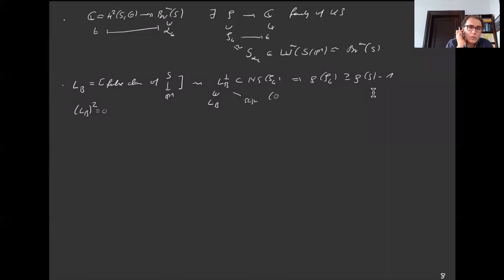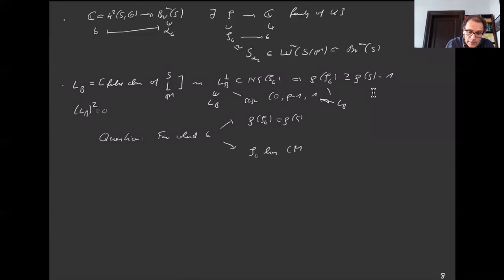There's no positive eigenvalue anymore. It has rho minus 1 negative eigenvalues and 1 isotropic class. So this corresponds to LB. And then the same question as before: for which T do I have the original Picard number, and for which T does the fiber have complex multiplication.